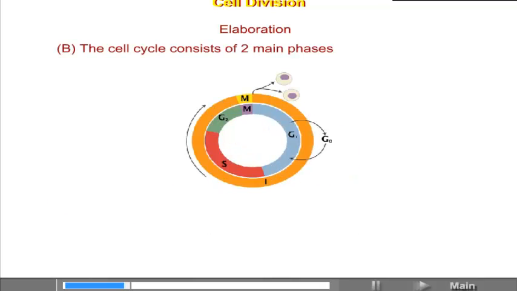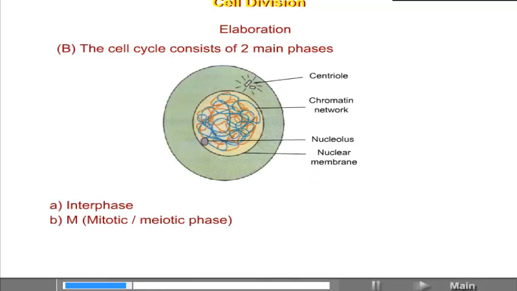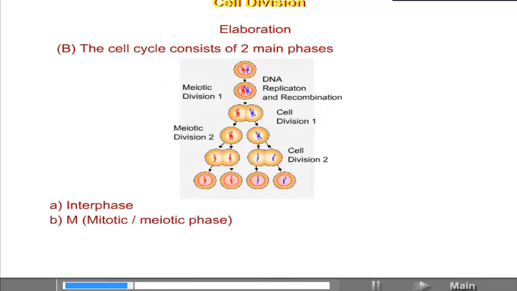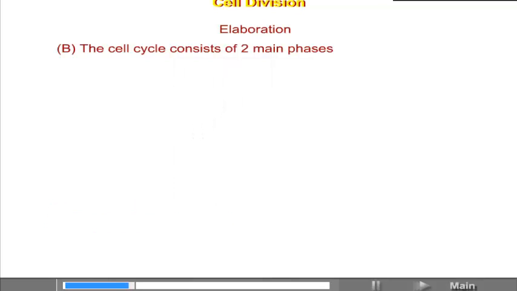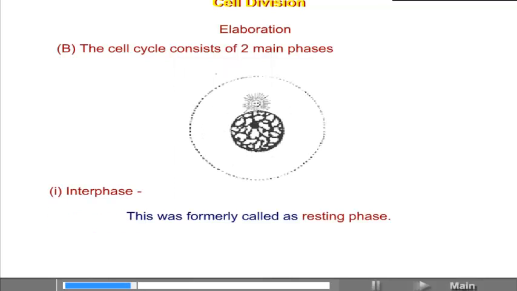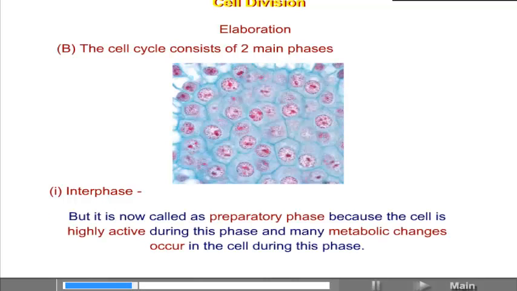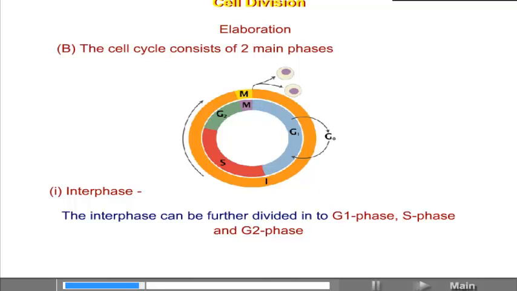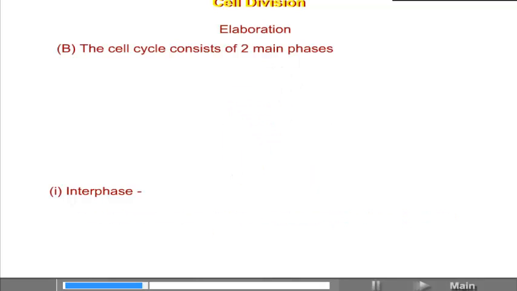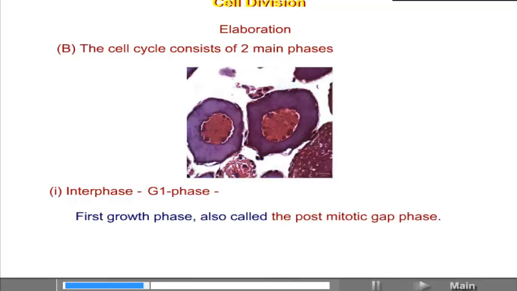The cell cycle consists of two main phases, interphase and mitotic or meiotic phase. Interphase. This was formerly called the resting phase, but it is now called the preparatory phase, because the cell is highly active during this phase and many metabolic changes occur in the cell during this phase. The interphase can be further divided into G1 phase, S phase and G2 phase. G1 phase. First growth phase, also called the post-mitotic gap phase.